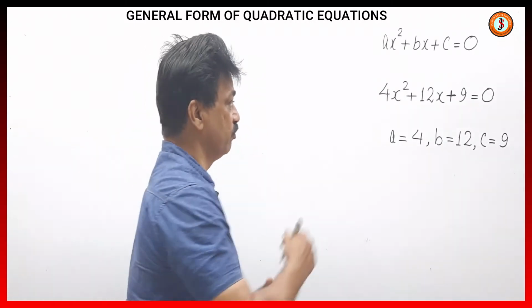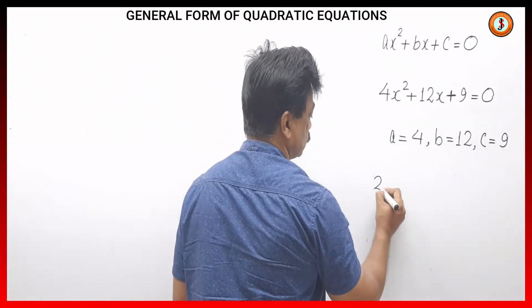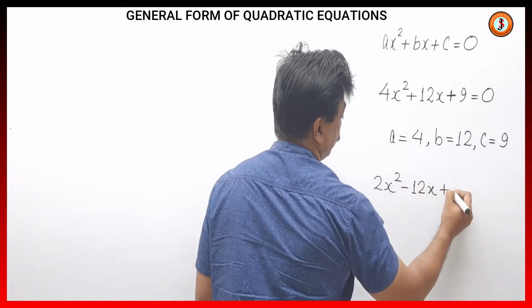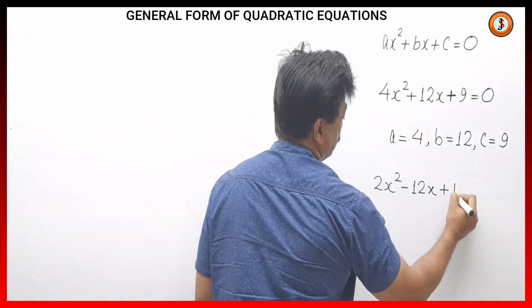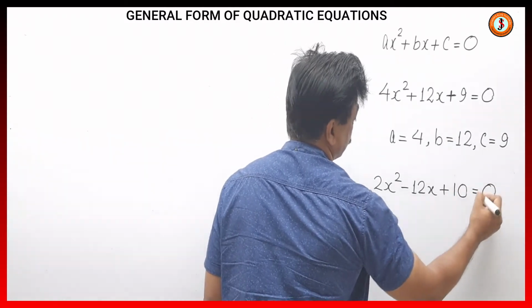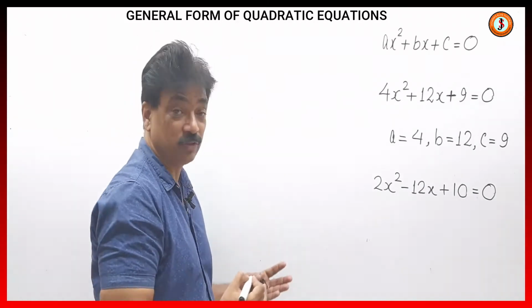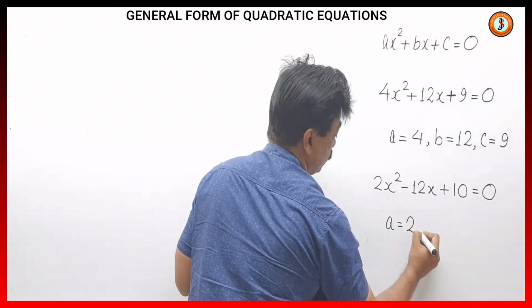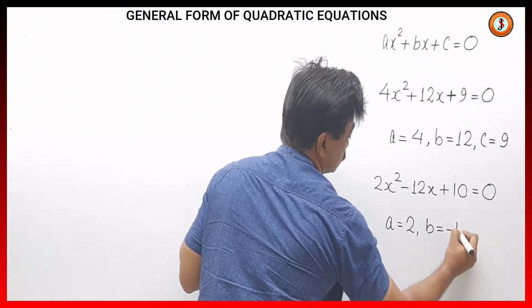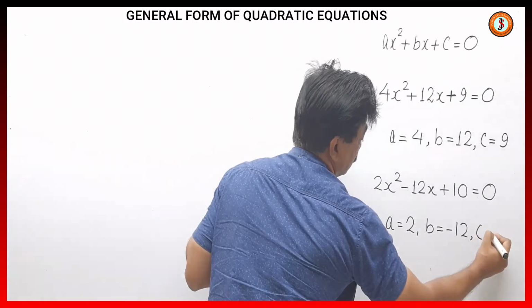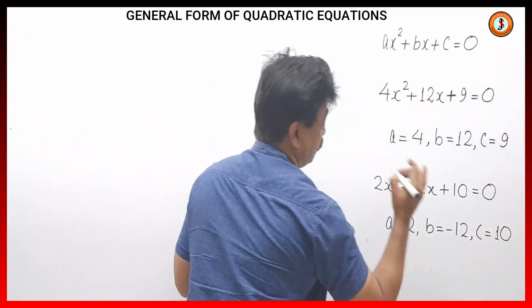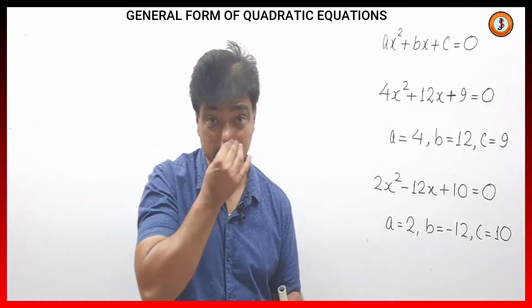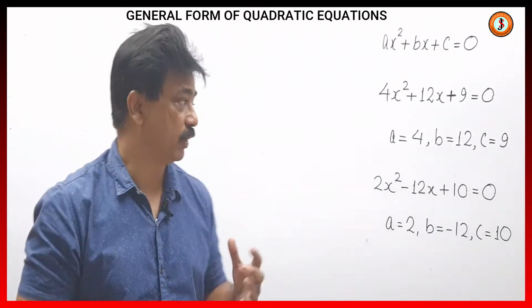Now let us have a look. We have another sum like 2x square minus 12x plus, say for example, 10 is equal to 0. So now here you see what is the value of a. A is the coefficient of x square, so that will be 2. B is the coefficient of x and c is the constant. So here b means coefficient of x, and the coefficient of x is minus 12. So the sign is very important while knowing this.